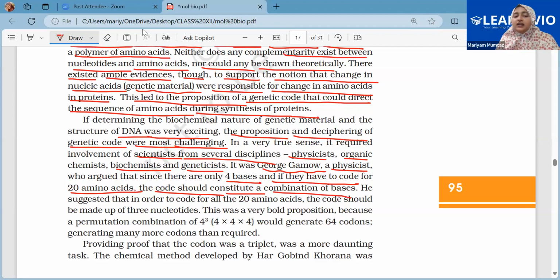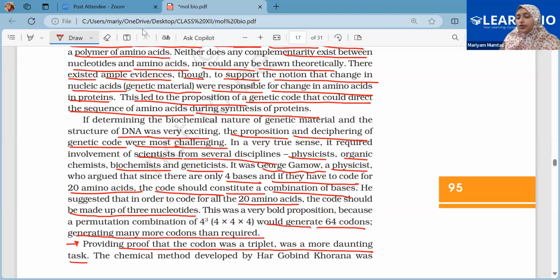He suggested that in order to code for all the 20 amino acids, the code should be made up of 3 nucleotides. This was a very bold proposition because a permutation combination of 4 to the power 3, that is 4 cube, that is 4 into 4 into 4, could generate 64 codons, generating many more codons than required. Providing proof that the codon was a triplet was a more daunting task. Each of those codons was made up of 3 nitrogenous bases.